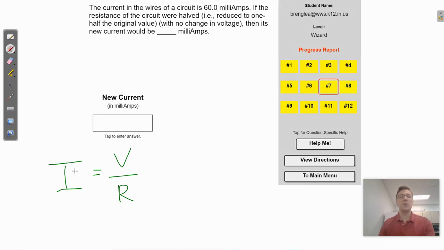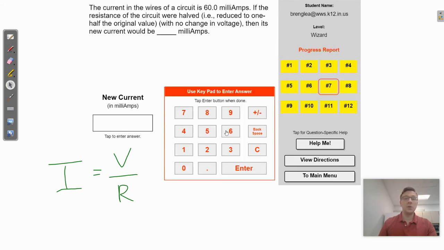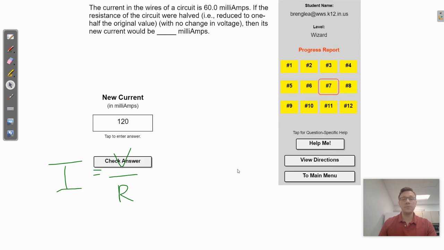So this says that the current in the wire is 60 milliamps if the resistance of the circuit were cut in half. And this one says no change to the voltage. So I do want to find somewhere we do change the voltage. But resistance was cut in half, which means we're going to double the current. So this is going to become 120.